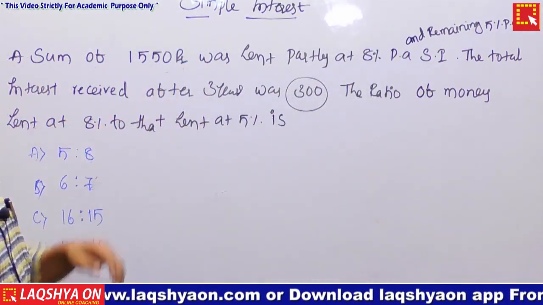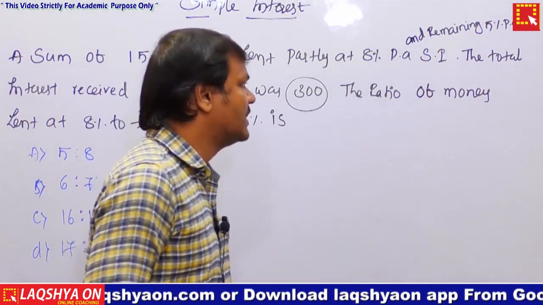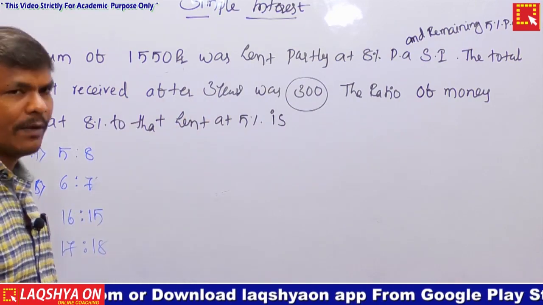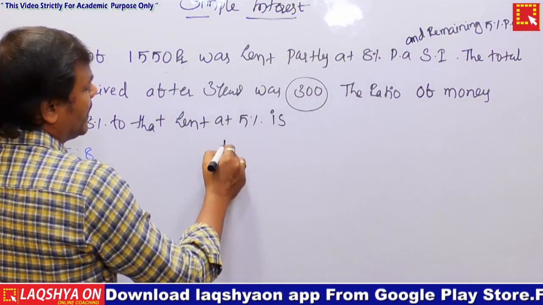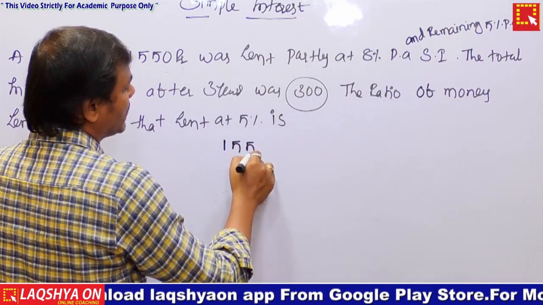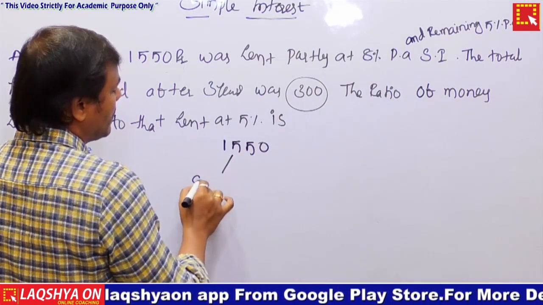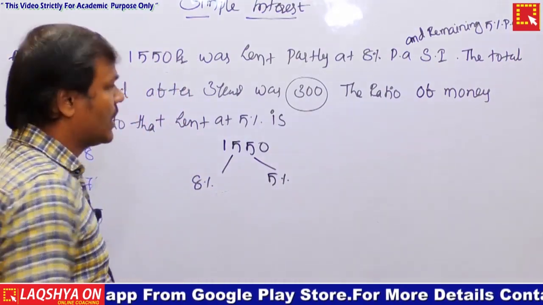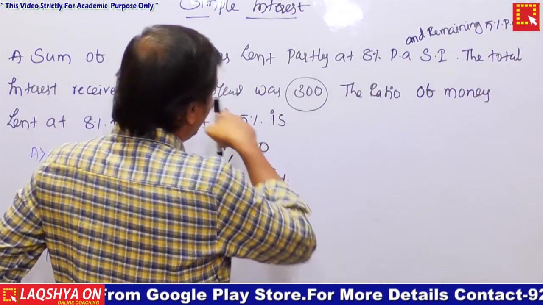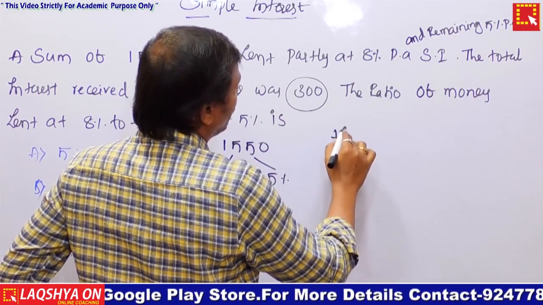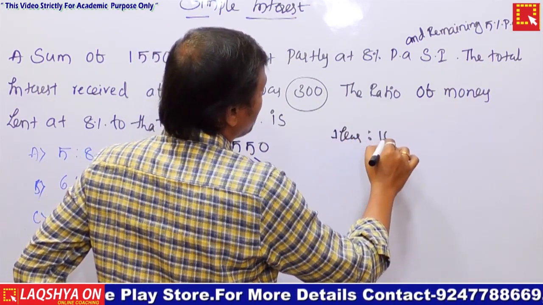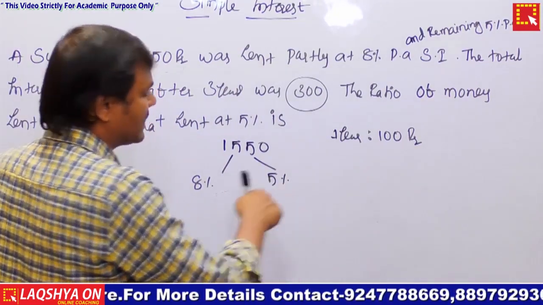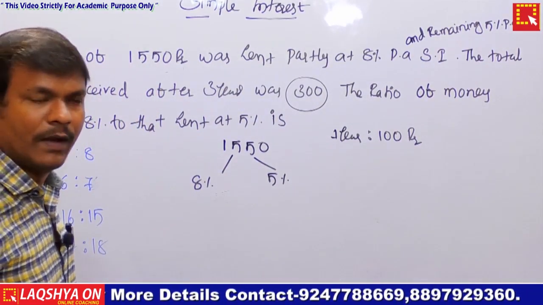A sum of 1550 was lent partly at 8% and the remaining at 5% per annum. The total interest received after 3 years was 300. So 1550 was divided into two parts, one at 8%, another at 5%. For 3 years it was 300, so the 1 year interest is 100 rupees. So what is the 1 year interest for 8% and 5% itself?